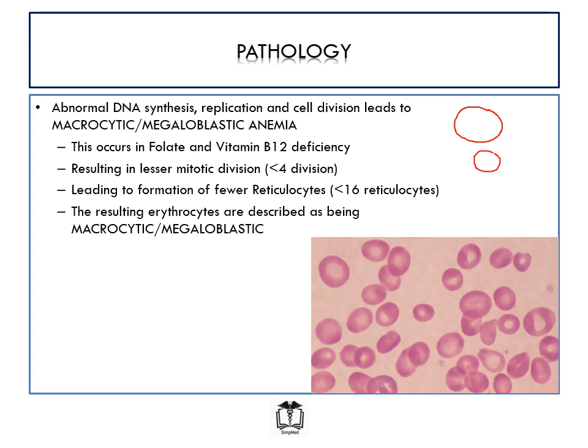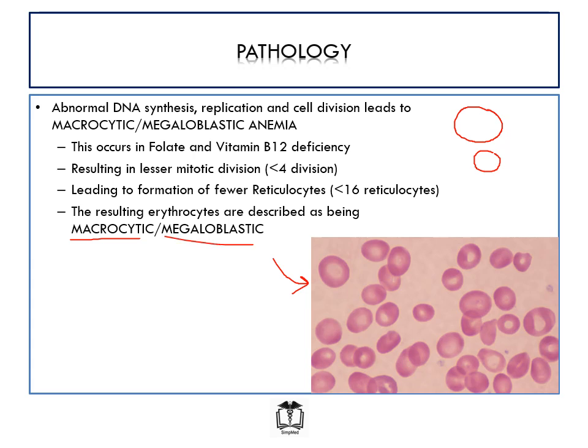Whenever there's a problem with DNA synthesis, replication, or cell division, this affects the number of divisions, and this automatically affects the size of the cells being formed, because we have larger cells being formed at the end of the day. And these large cells we refer to as macrocytic cells. So you can see the picture of a macrocytic cell here. You can see the red cells are very large compared to others. We also know that these cells are megaloblastic.